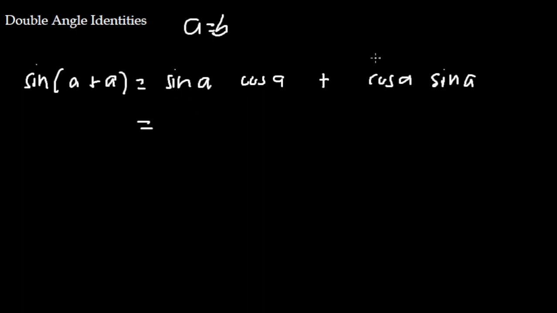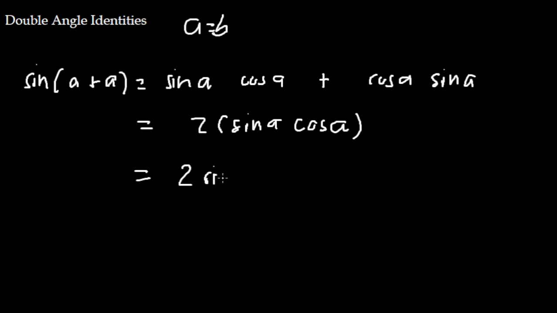Dalawang terms, so we can write it as 2 sine of A cosine of B. I mean cosine of A. Or it's just simply 2 sine of A cosine of A. Now this is our double angle identity for sine.